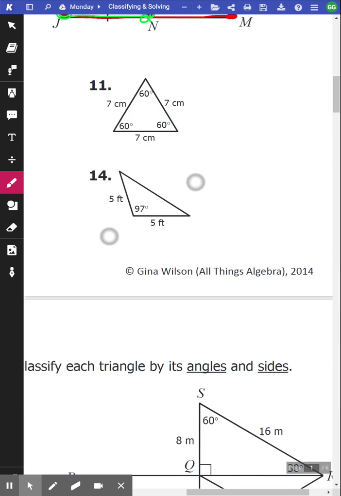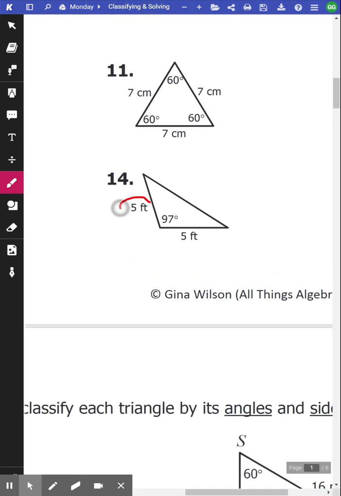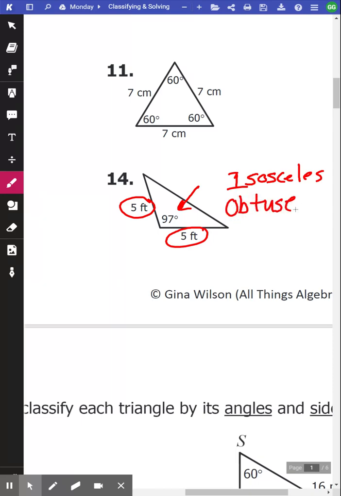Let's do number 14. Here we have two congruent sides, so automatically I'm going to call this isosceles. That's by side. The angle is obtuse. It's an isosceles obtuse or obtuse isosceles.